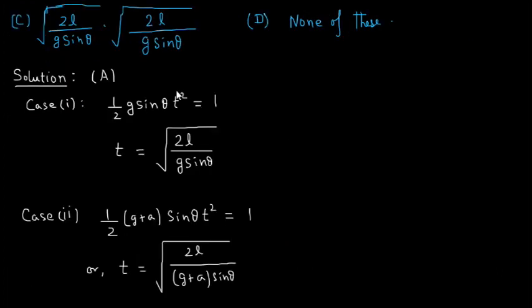Case 1: we have half g sine theta t square is equal to L. So t is equal to under root 2L upon g sine theta. Case 2: half g plus a sine theta t square is equal to L. Therefore, we can write t is equal to under root 2L upon g plus a sine theta. So the option is A.